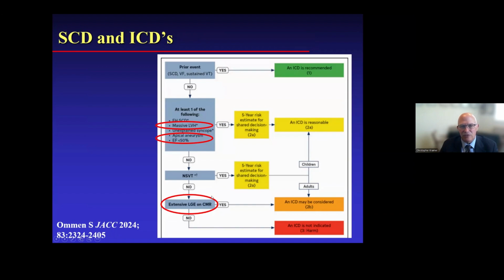Then some historical features, family history of sudden cardiac death, unexplained syncope, which can be a difficult issue. And then some non-sustained VT is also a 2A indication on monitoring, really prolonged episodes of fast VT. And lastly, extensive LGE on CMR, and that was considered a 2B indication, so less strong indication, maybe a tiebreaker in the 2024 guidelines. We'll come back to that.